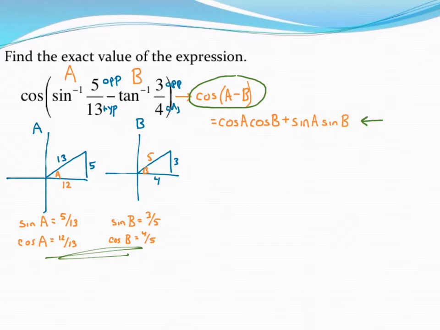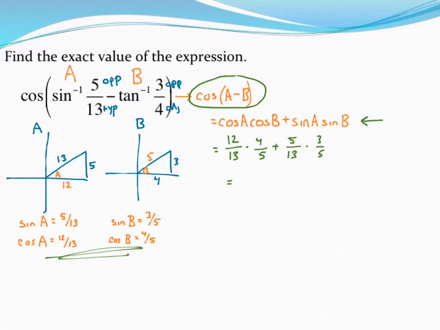So cosine of A was 12 over 13, and just be very patient at this part. It's very easy to make mistakes. Cosine of B is 4/5. The sine of A is 5/13, and the sine of B is 3/5. Okay, and so at this point, it's simply a matter of doing some multiplication and adding some fractions together.